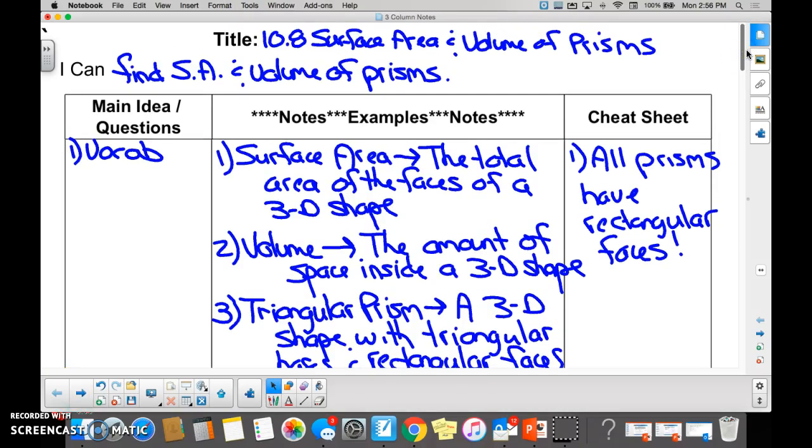10.8 Surface area and volume of prisms. Volume of prisms. I can find surface area and volume of prisms.